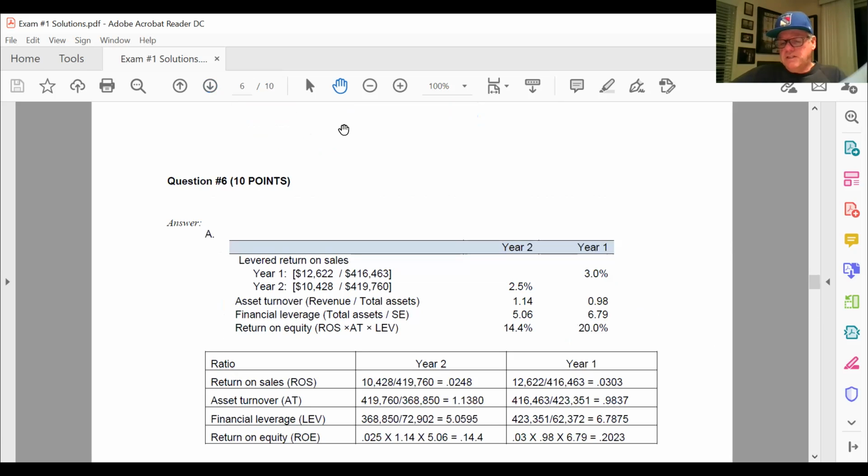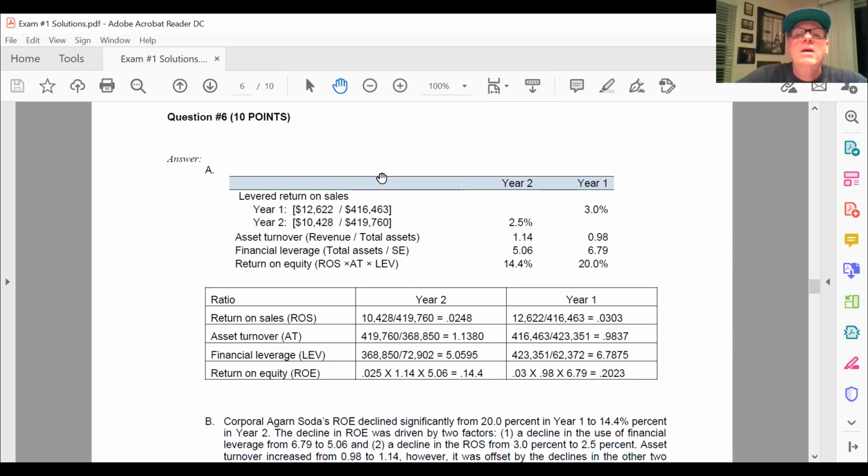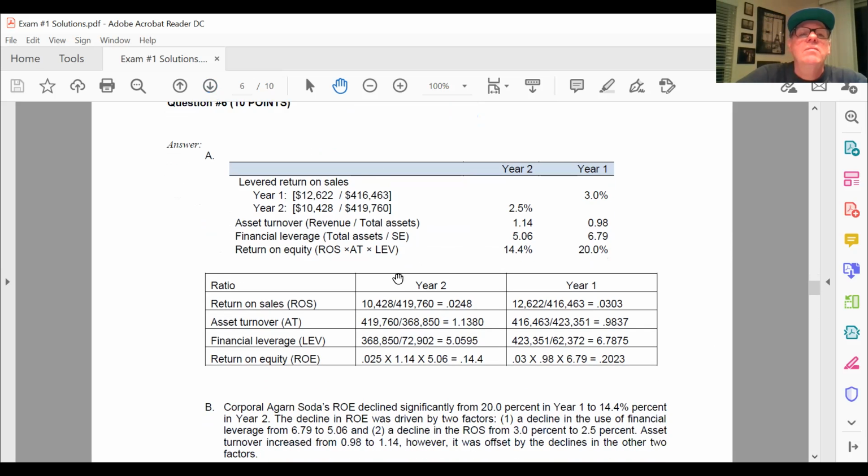Number 6, you were given different information. You were given information on the total assets and stockholders' equity and information on the income statement. What we wanted you to do was use the ROE model, the framework, to assess their profitability for both years. So we wanted you to compute not only return on equity, but also the components: the return on sales, the asset turnover, and the financial leverage. You weren't just supposed to do return on equity.